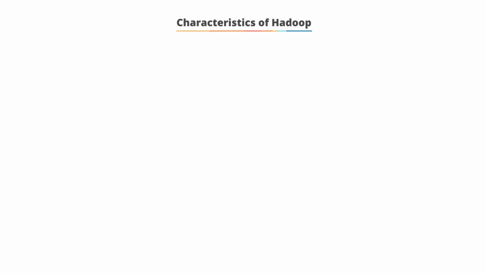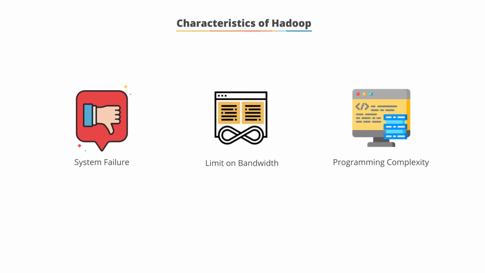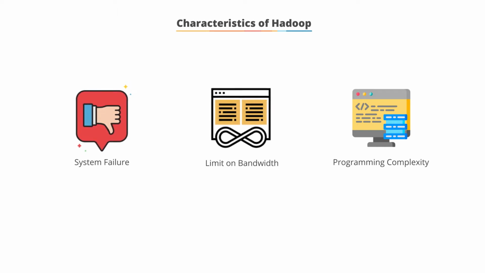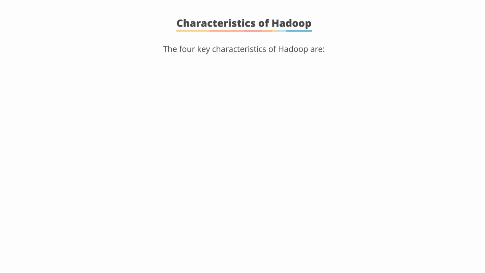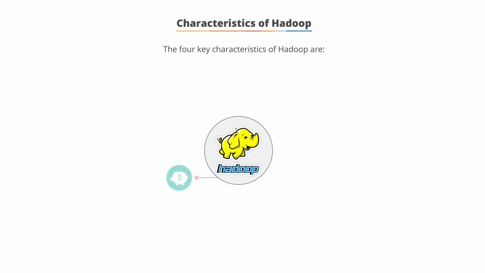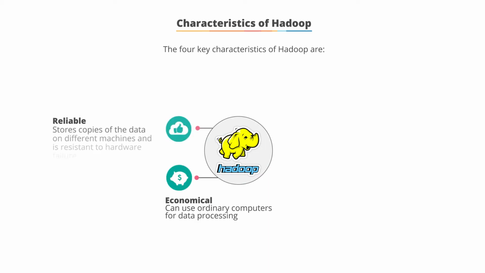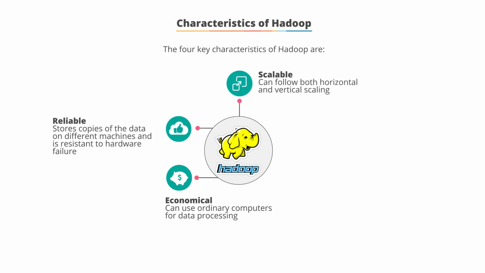So, what are some of the characteristics of Hadoop that overcome the issues we discussed earlier? Let's look at how Hadoop resolves the main three challenges of the distributed system, such as high chances of system failure, limit on bandwidth, and programming complexity. The four key characteristics of Hadoop that make it more useful are that it is economical, it is reliable, it is scalable, and it is flexible.